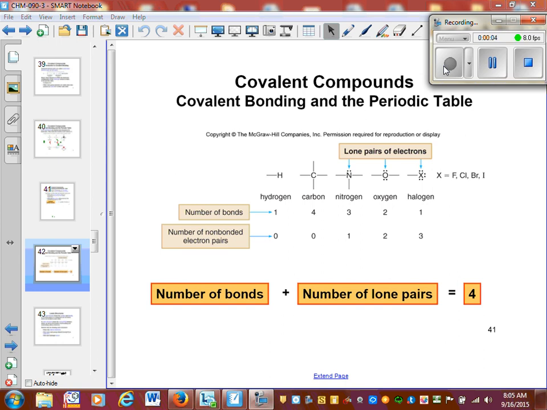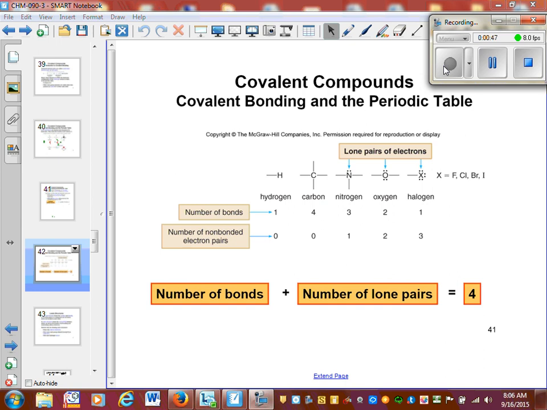Okay, last time we were talking about covalent compounds in the periodic table. How are we going to put them together? Hydrogen has one valence electron, so hydrogen tends to form one bond. Carbon has four valence electrons, so carbon will form four bonds. Nitrogen has five valence electrons. It forms three bonds with one lone pair. Oxygen has six valence electrons. It tends to have two bonds, two lone pairs. And the halogens, fluorine, chlorine, bromine, and iodine, form one bond, three lone pairs, and have seven valence electrons.